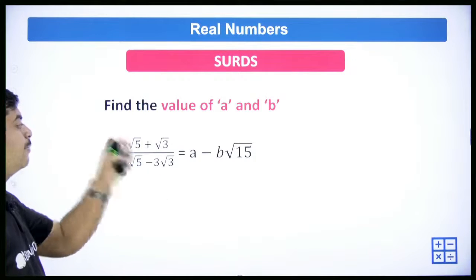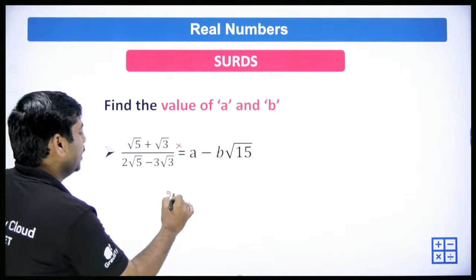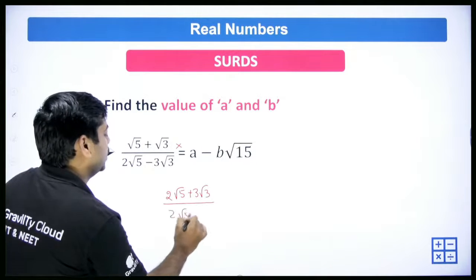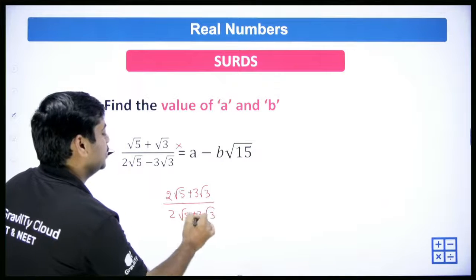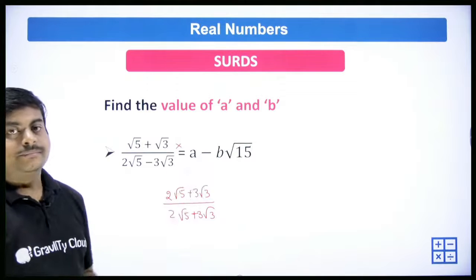So there is one more same type of question. So multiply with 2 root 5 plus 3 root 3 by 2 root 5 plus 3 root 3 in the numerator as well as in the denominator, and then you will understand the answer of A and B, right?